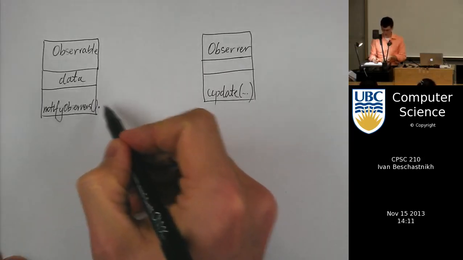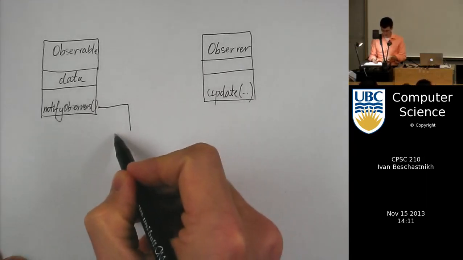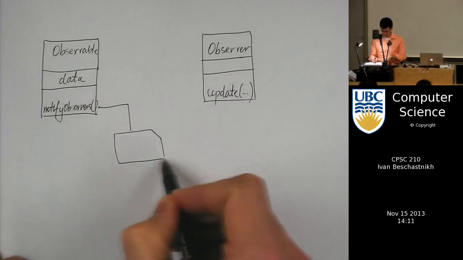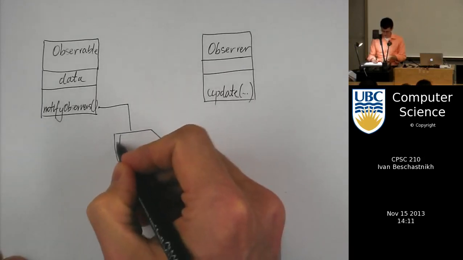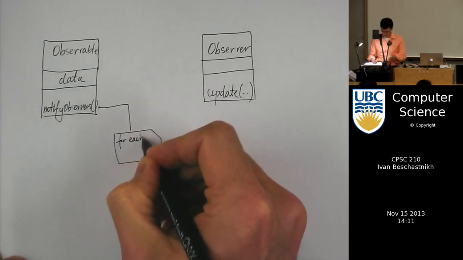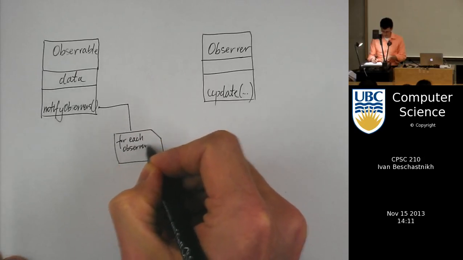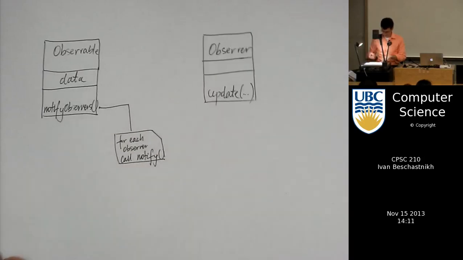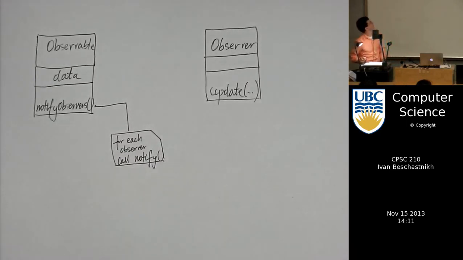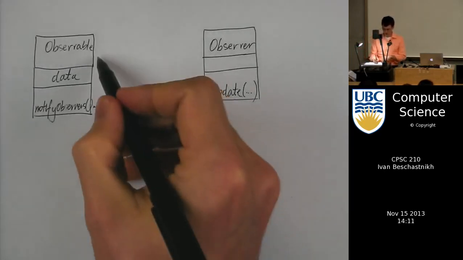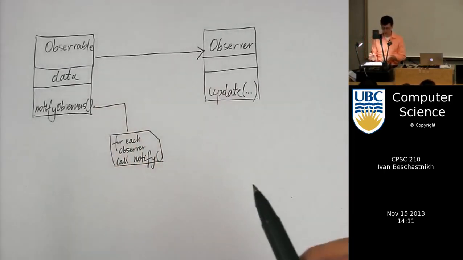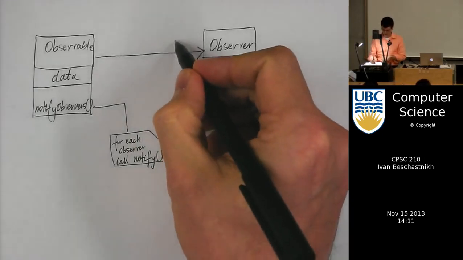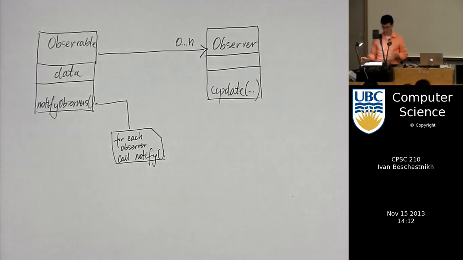Right, so what this notify observers code does is essentially iterate through all of the observers, and for each observer, call update. And so the observable knows about multiple observers. The relationship here is unidirectional, and the observable may know about zero or more observers. So this is our pattern.